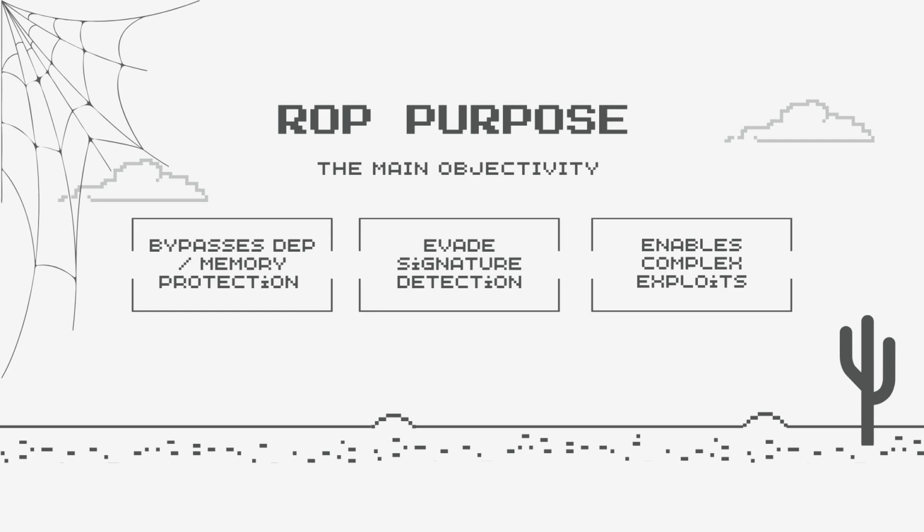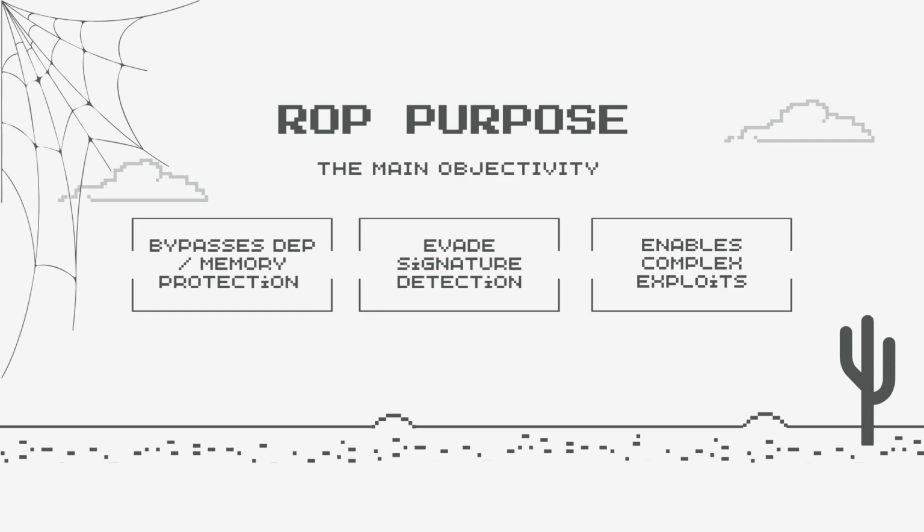First, bypassing DEP and memory protection. This is the primary goal. Since ROP uses existing executable code rather than injected code, DEP doesn't apply. The code being executed is already marked as executable in the legitimate program memory. Second, evading signature detection. Traditional antivirus and intrusion detection systems look for known shellcode patterns. ROP chains don't contain traditional shellcode, so they're much harder to detect with signature-based methods.